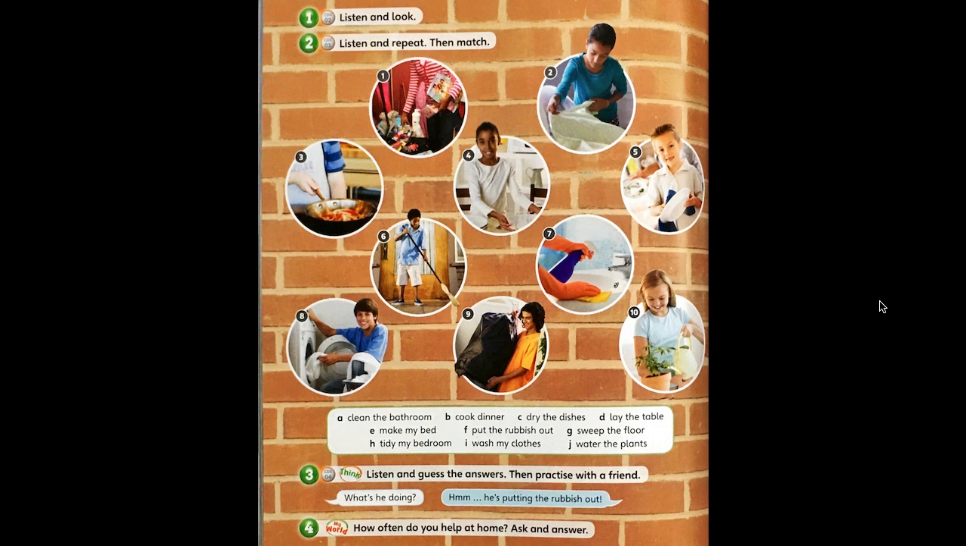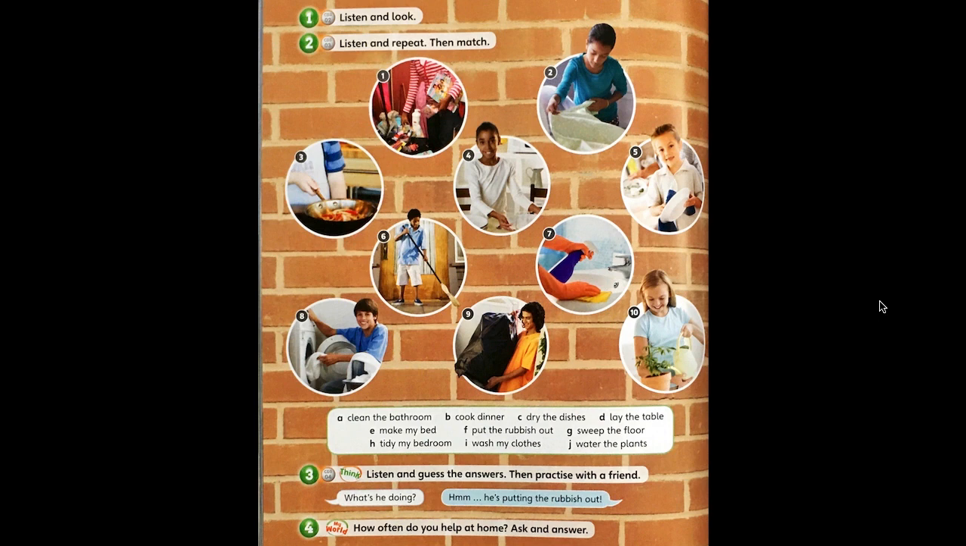Teacher says, "And do you sweep the floor, Emma?" Emma answers, "No, I don't. But sometimes I clean the bathroom." Teacher says, "What about washing your clothes? Do you wash your clothes, Carla?" Carla answers, "No, I don't. My parents wash our clothes, but I put the rubbish out." Teacher says, "How often do you put the rubbish out?" Carla says, "Every day." Teacher says, "Good. What else do you do, Emma?" Emma answers, "I water the plants. That's an easy job."